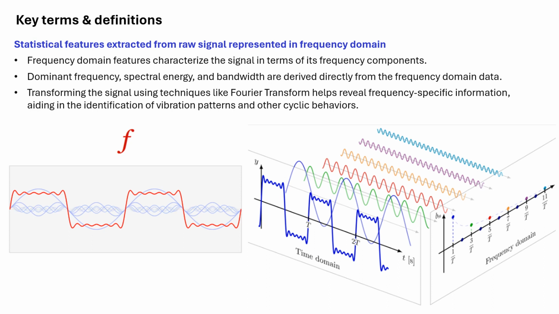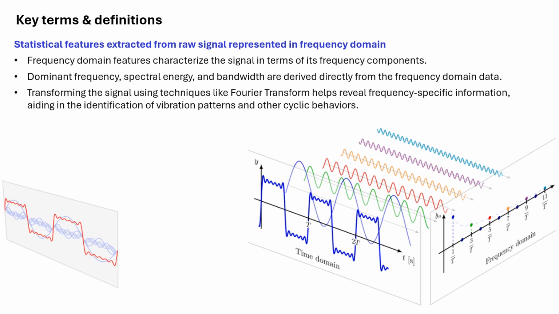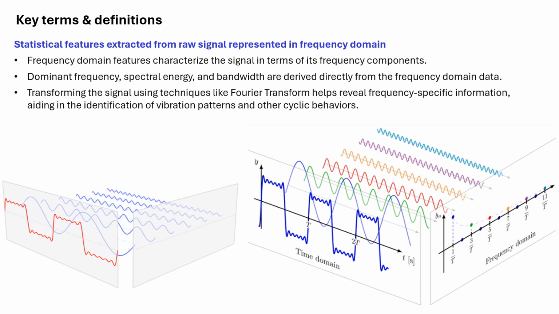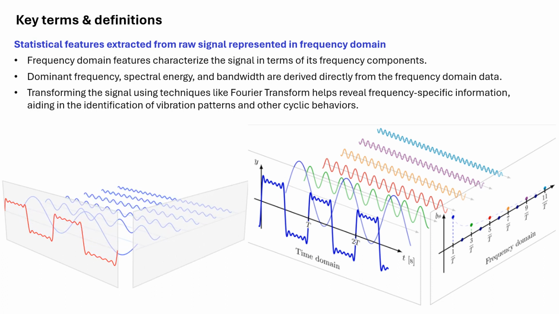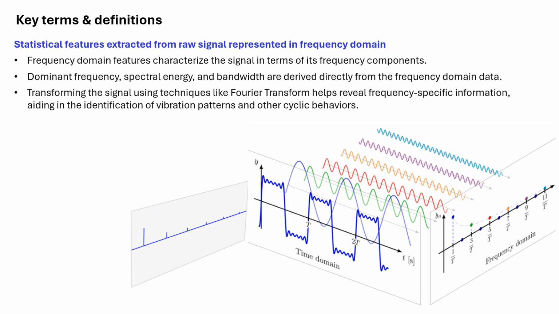As you deal with signal processing, understanding the frequency domain becomes crucial for extracting valuable information. The frequency domain provides a unique perspective on signals by revealing their underlying frequency components. One fundamental concept in frequency domain analysis is the dominant frequency. This represents the frequency component with the highest amplitude in the signal.